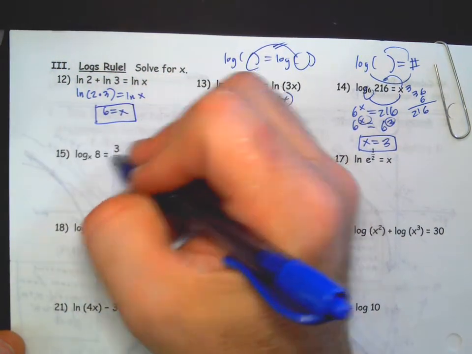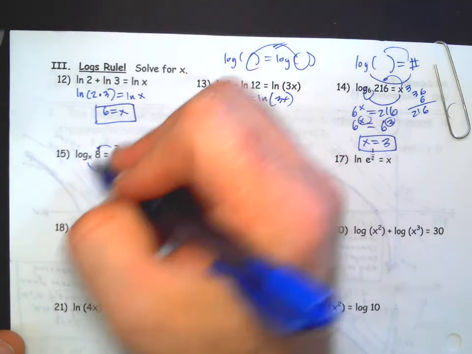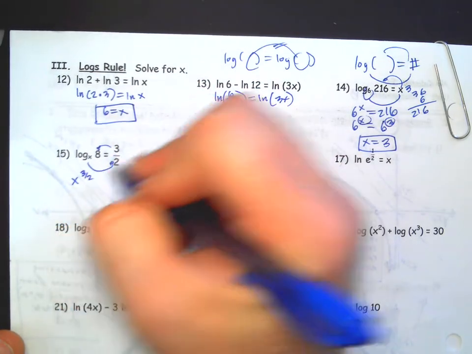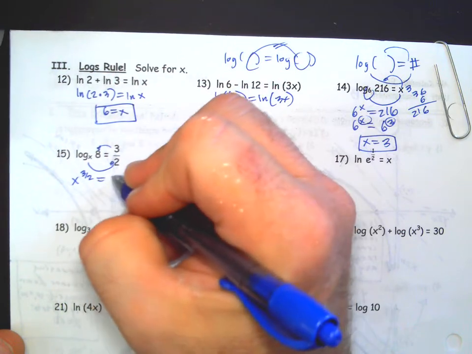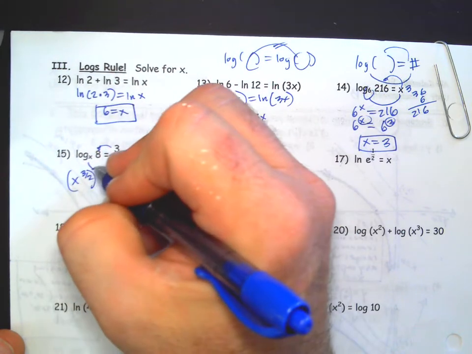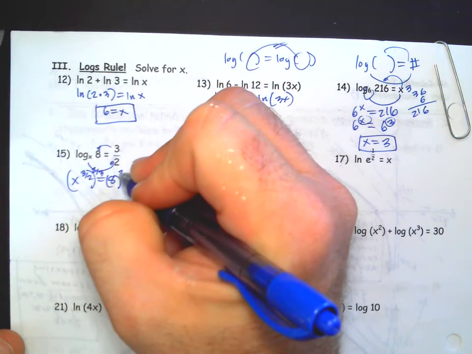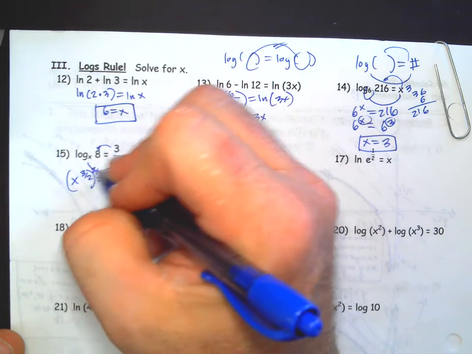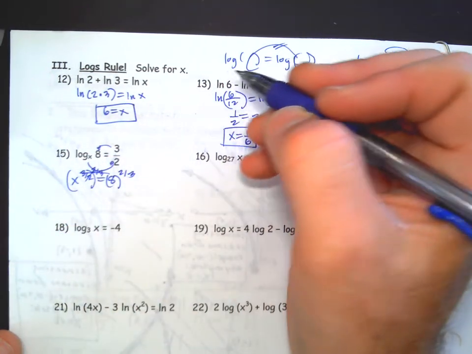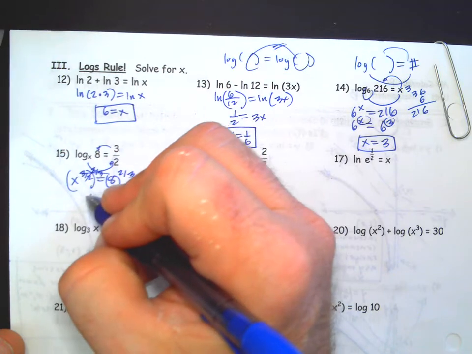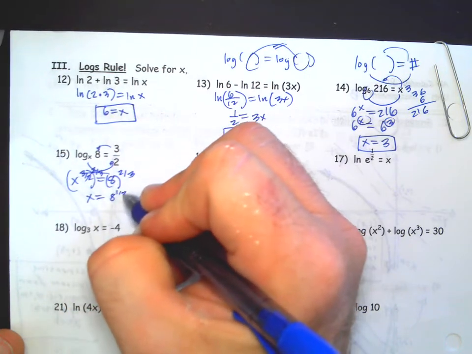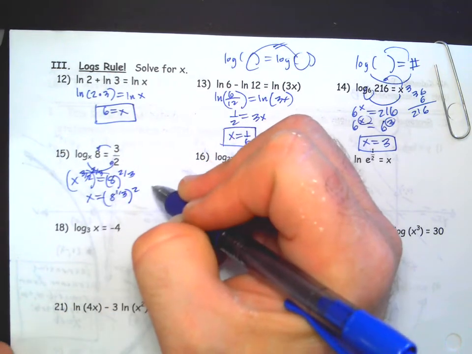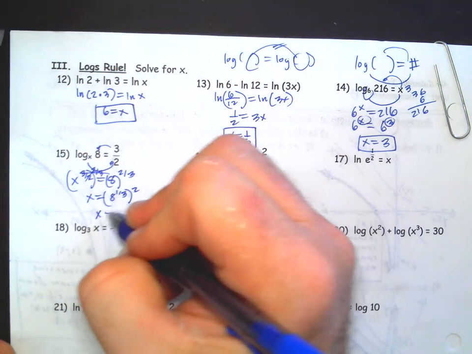This is a log equal number. It's all ready to go, so I would change to exponential notation. X to the 3/2 equals 8. And then to get x by itself, you raise both sides to 2/3. So that the 3/2 and 2/3 multiply each other with exponent rules. Now here, I would do the cube root of 8 first and then square it. Cube root of 8 is 2, squared is 4.